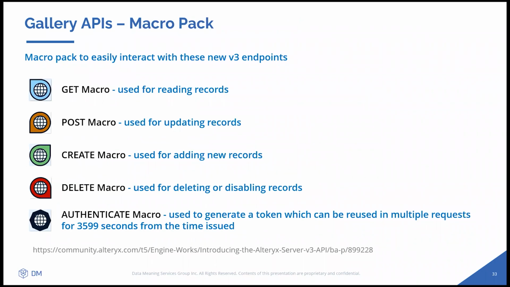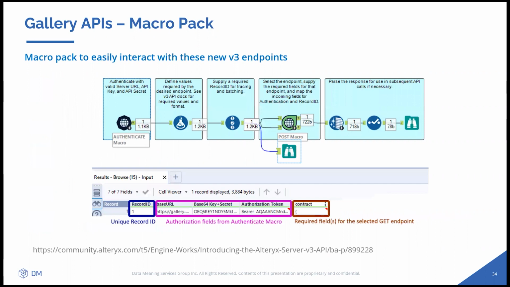For the new V3 endpoints, Alteryx has created some really cool macros that you can download from the community. You can see here that we have the get, post, create, delete, and authenticate macros. So everything is really easy. You just download those macros, install them, and you can use them in your workflow to trigger those API calls and do all those cool things using the V3 endpoints.